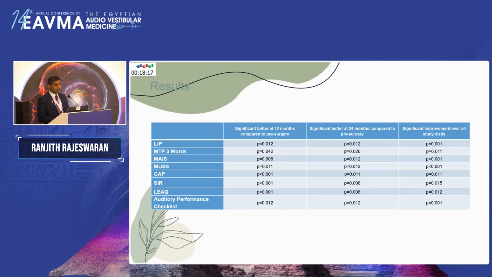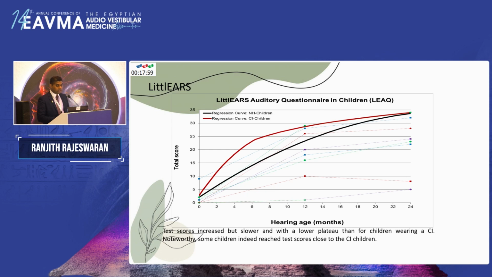Now, we looked at the scores. These are the measures, and we measured the scores at different intervals. Compared to the pre-operative, the results at the 12th month and the 24th month were significantly better in all these measures. Now, this is the LEAQ, Little Ears Auditory Questionnaire. Out of 10 subjects, 3 subjects achieved auditory performance closer to cochlear implantees or normal hearing children by the 12th month. By the 24th month, only 2 children were closer to it. Right. This is only the auditory performance, not the speech performance.